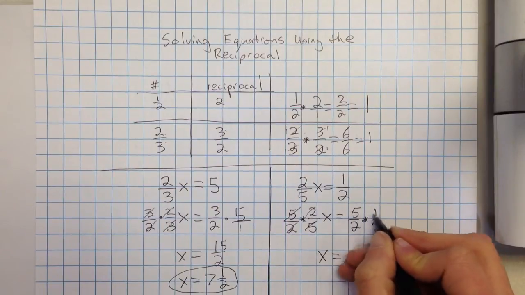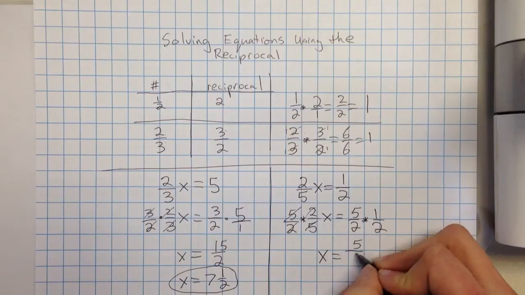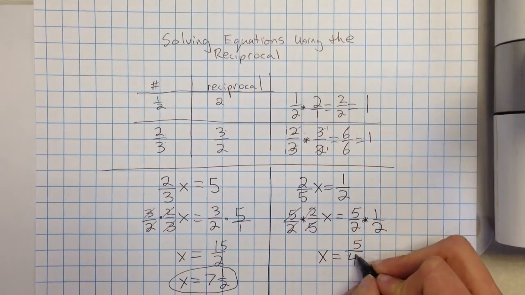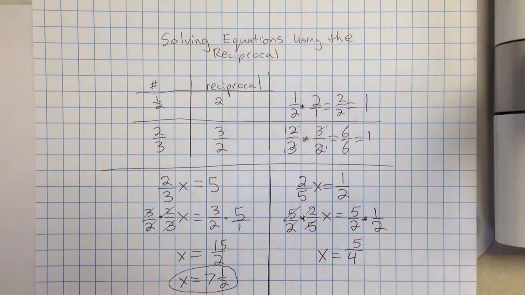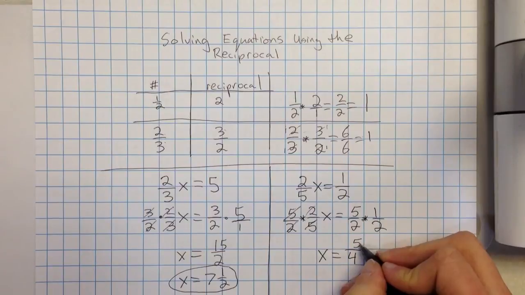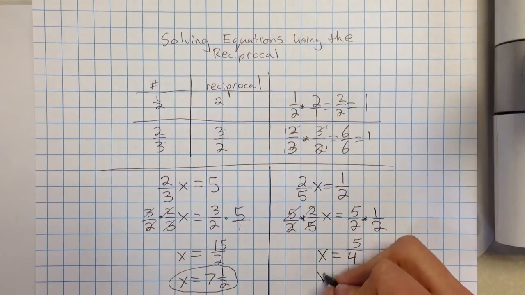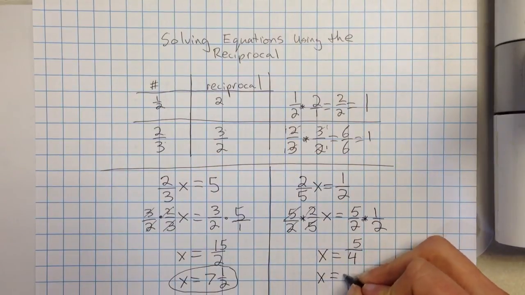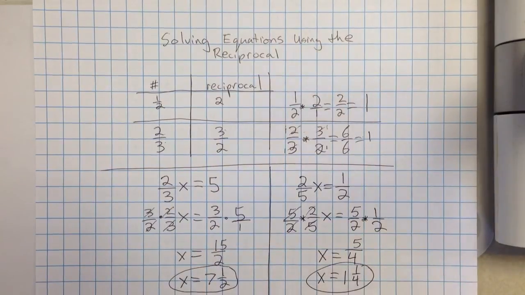On the right side, I would multiply across. 5 times 1 gives me 5. 2 times 2 gives me 4. So if x equals 5/4, we always want to turn our fraction into a mixed number at the very end of the problem. So I could do 5 divided by 4, or I could just think of how many pieces could I take out. Take out 4 pieces, leave me with 1 left. So we have 1 whole and 1/4 as our answer.